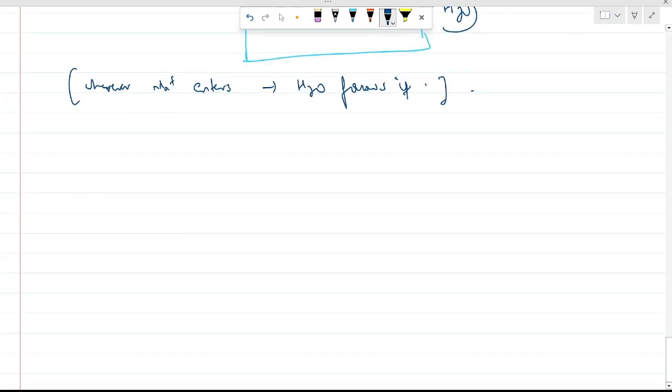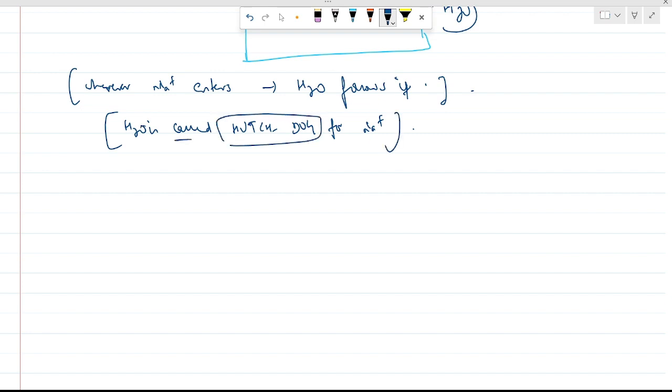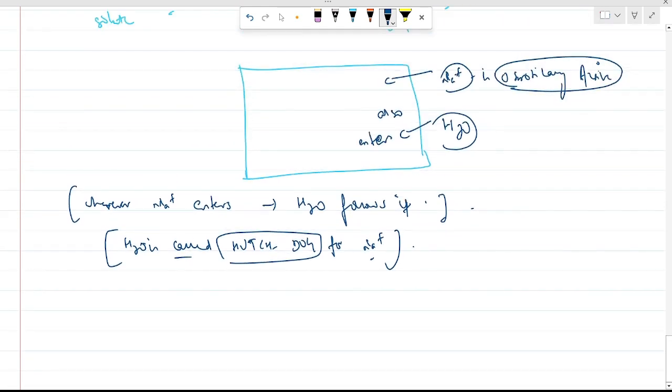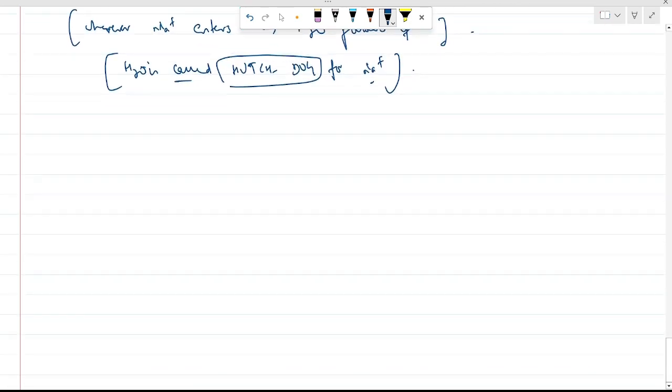So this water is called the hutch dog for sodium. An important concept: water is called the hutch dog for sodium. Why? Wherever sodium goes, water follows. So this sodium is an osmotically active substance.